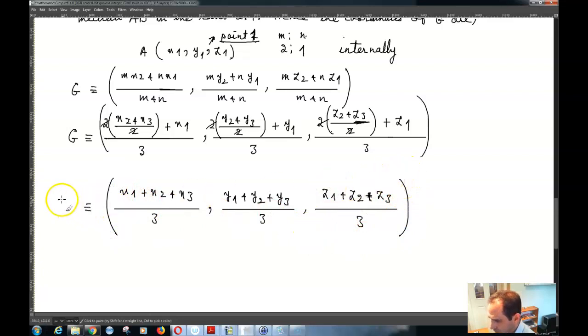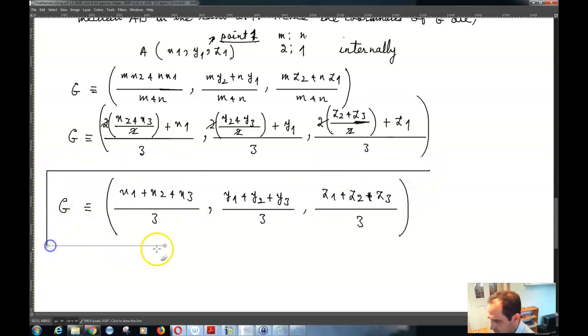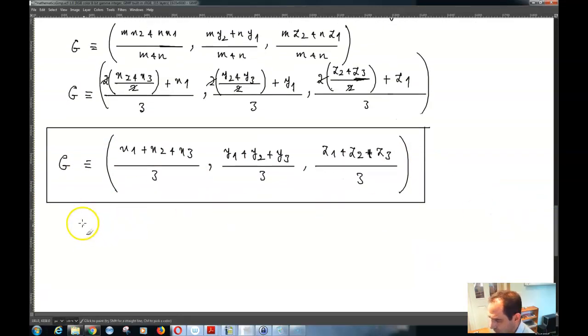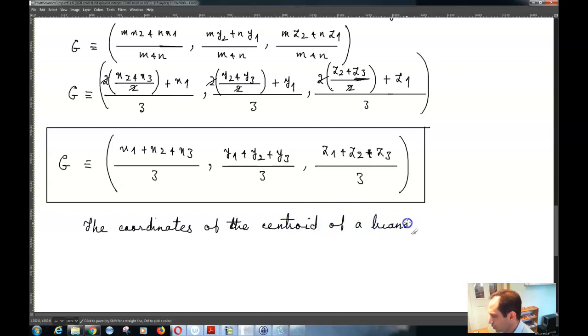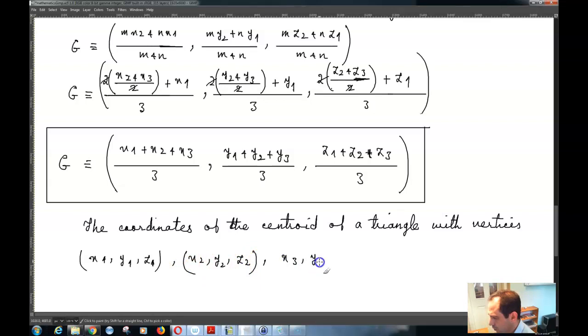And these are the coordinates of the centroid of a triangle with vertices x1, y1, z1, x2, y2, z2, and x3, y3, z3. That is that.